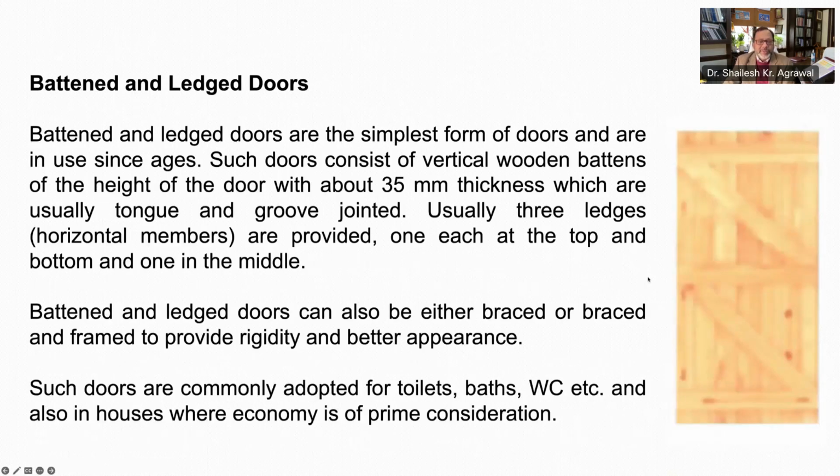Next, let's look at the batten and ledge doors, which are shown here in this picture. Such doors consist of vertical wooden batten of the height of door with about 35 mm thickness, which are usually tongue and groove jointed. Usually, three ledges, that is horizontal members, are provided and two vertical members. These doors can also be braced with diagonal members. Such doors are commonly adopted for toilet and baths.